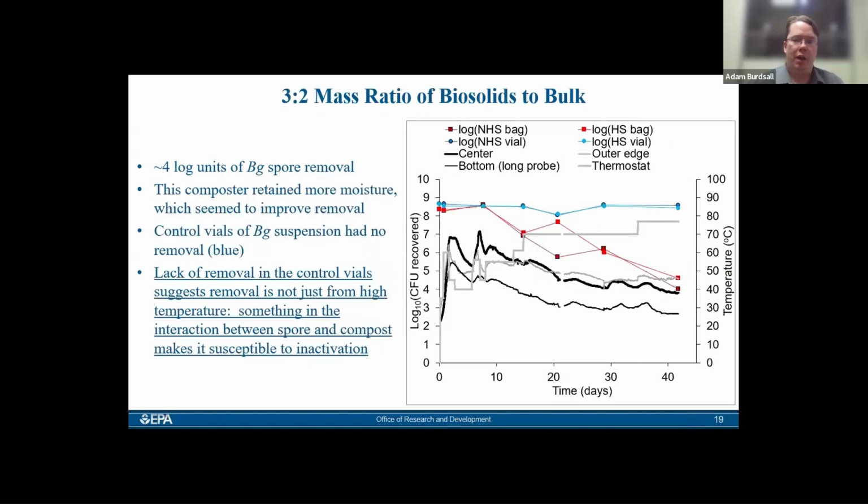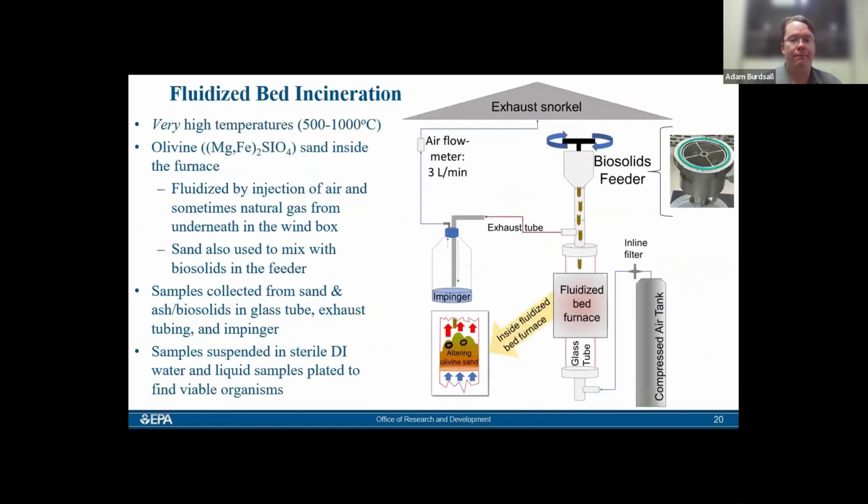A composter with a bit more biosolids was able to retain its moisture a bit better and also had better removal, about 4 log units or 99.99% of the BG spores. That's our red series here. The blue series of control vials showed no significant removal. This tells us that the removal of these spores is not just from high temperature. Either something in the compost or something about the spore's response to it is resulting in their inactivation. We believe this to be further evidence that the spores do find sufficient nutrients to come out of their spore form, and when they do, they're damaged and inactivated by the heat.